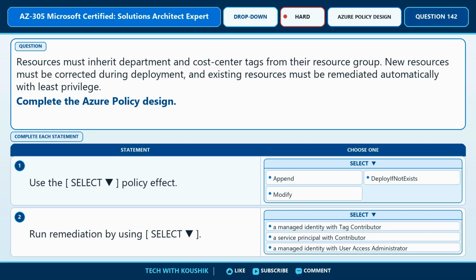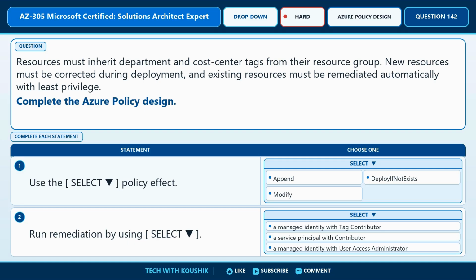The next key item is question number 142. We are moving to Azure Policy design. Focus on the following situation. Resources must inherit department and cost center tags from their resource group. New resources must be corrected during deployment, and existing resources must be remediated automatically with least privilege. Complete the Azure Policy design.